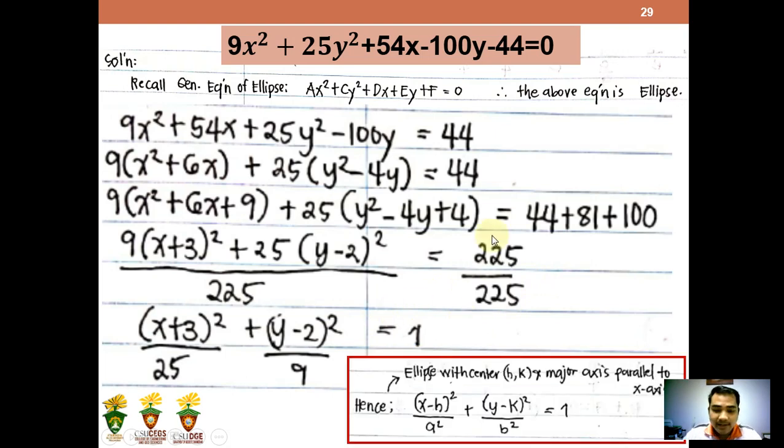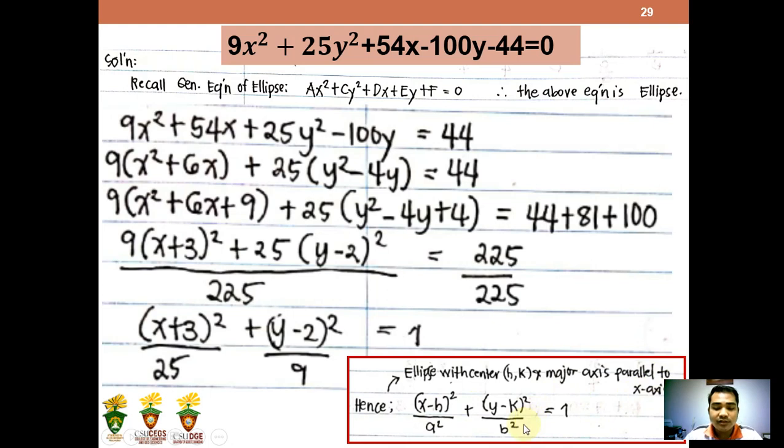Therefore, going back to the standard equation of an ellipse, since our curve is an ellipse: x minus h squared over a squared plus y minus k squared over b squared is equal to 1. So our ellipse has a center at h, k, and its major axis is parallel to the x-axis.